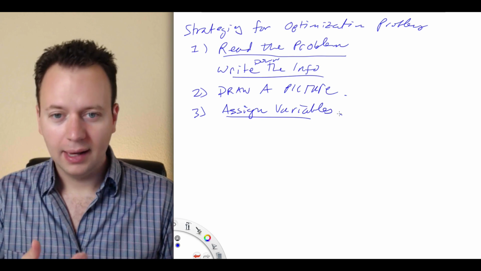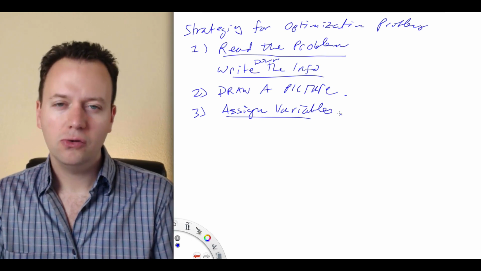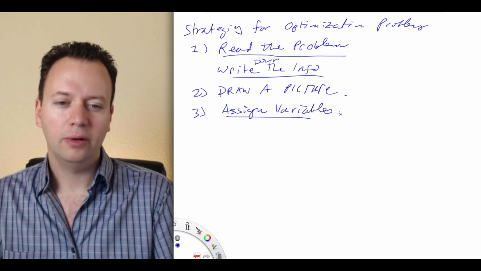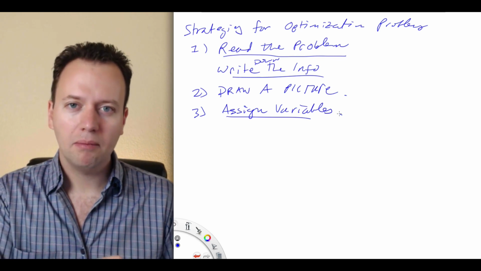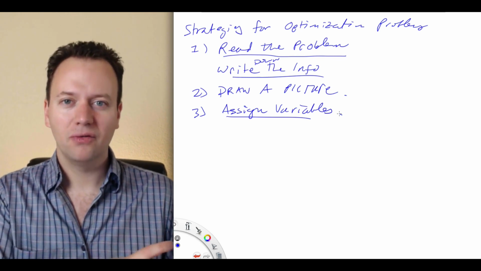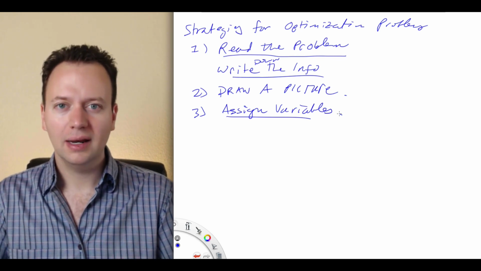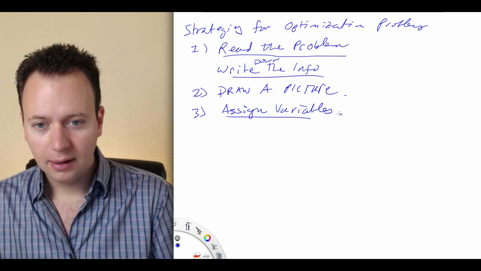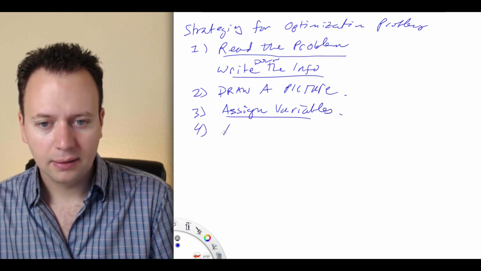So assign variables. If they're given to you, use the ones that are given. Identify anything that might be a variable and give it a variable name so that then you can manipulate and write down equations. Identify your constraints.